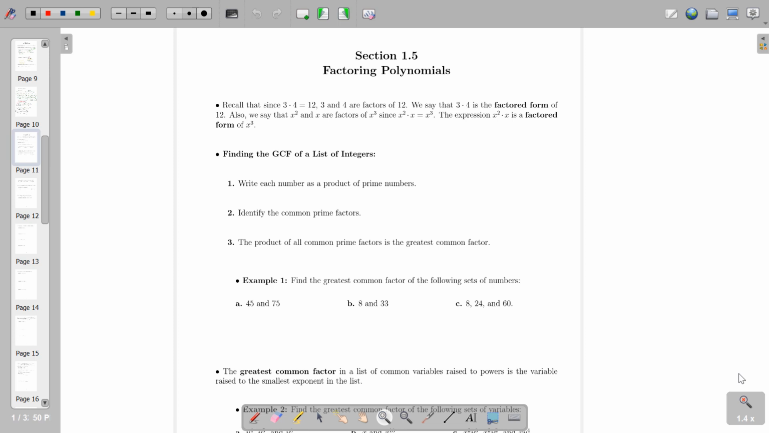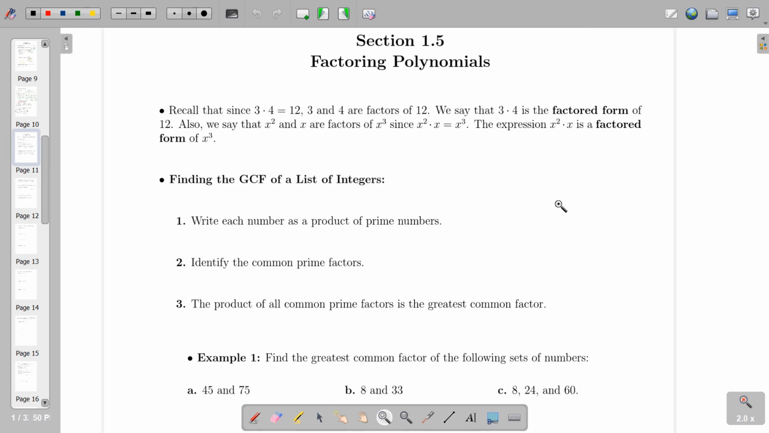First of all, when I say the word factor, we want to think about multiplication. As a beginning example, we would say that 3 and 4 are factors of 12, right? Because 3 times 4 makes 12. Or another way of putting it is 3 and 4 are factors of 12 because 3 divides into 12 evenly, and 4 also divides into 12 evenly.